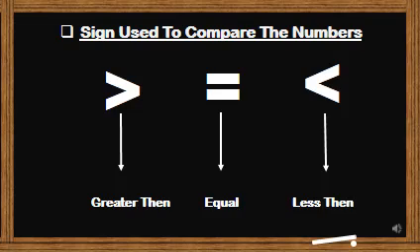So students, these are the signs which we will use to solve our practice set 1.2. There are three signs. First one is the greater than sign, second one is the equal to sign, and the third one is the less than sign. Now we will see the ways to solve the sums of practice set 1.2, the ways in which we can compare the numbers.